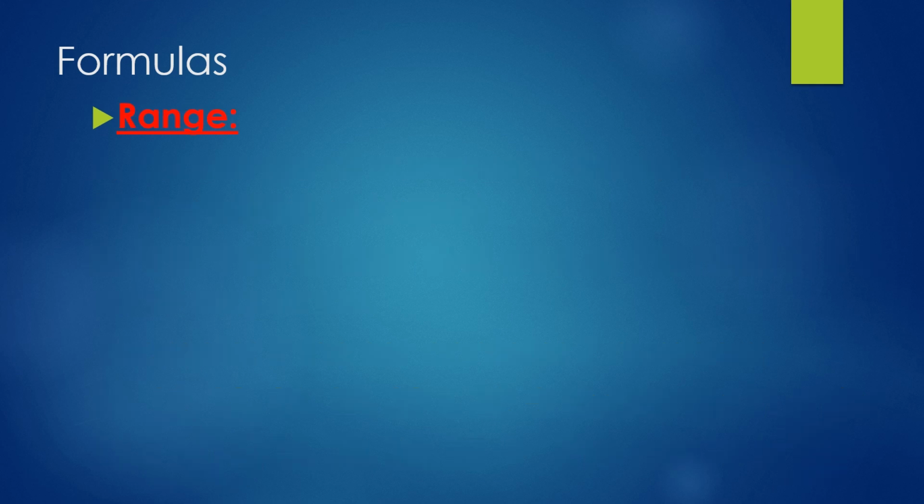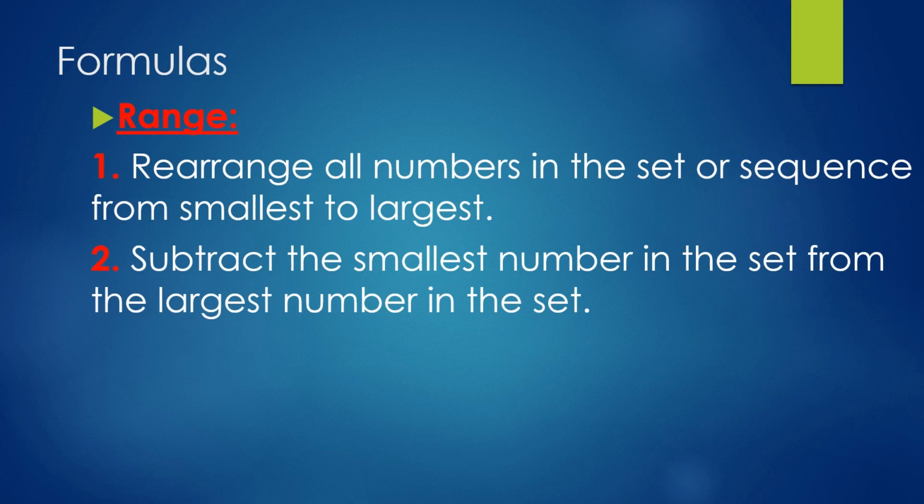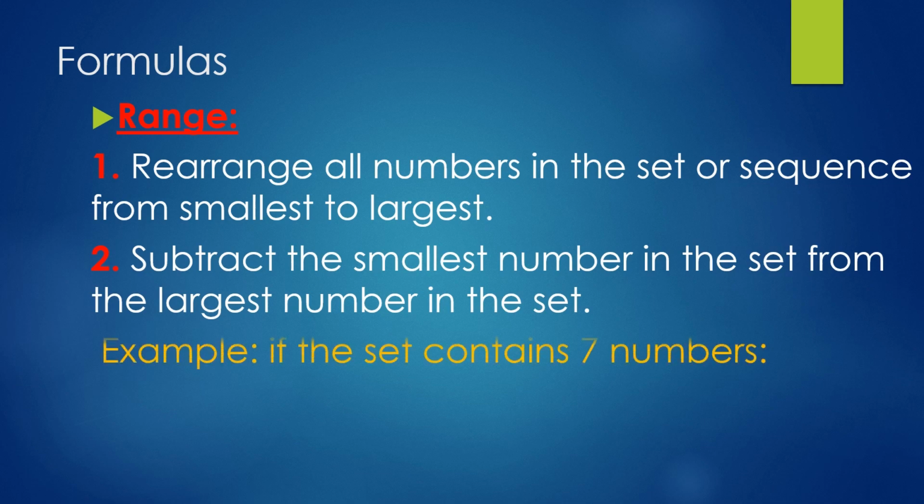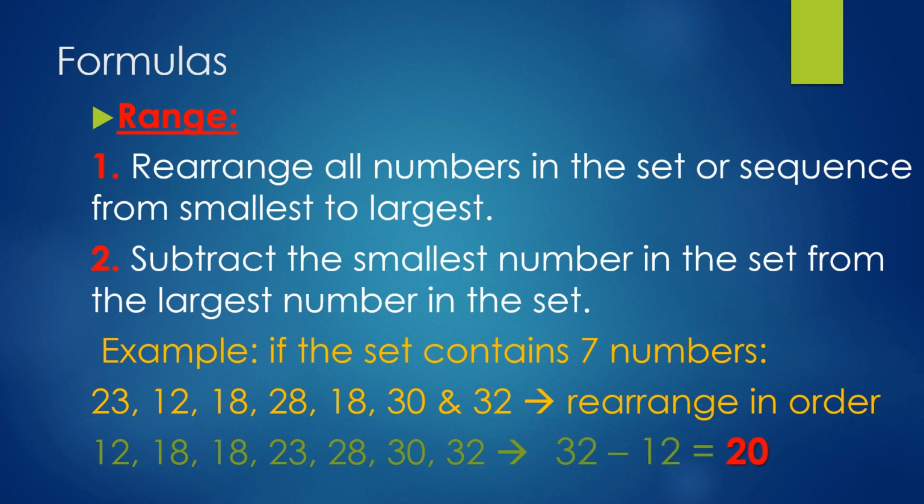Next, let's look at the range. Now with the range, again, we're going to rearrange all numbers in the set or sequence from the smallest to the largest. And then we're going to subtract the smallest number in the sequence or the set from the largest number. So if we have 7 numbers in our set, 23, 12, 18, 28, 18, 30, and 32, we'll rearrange them in order from smallest to largest. And as you can see, the smallest number is 12, the largest number is 32. So we're going to subtract 12 from 32, which gives us 20, and that is our answer.